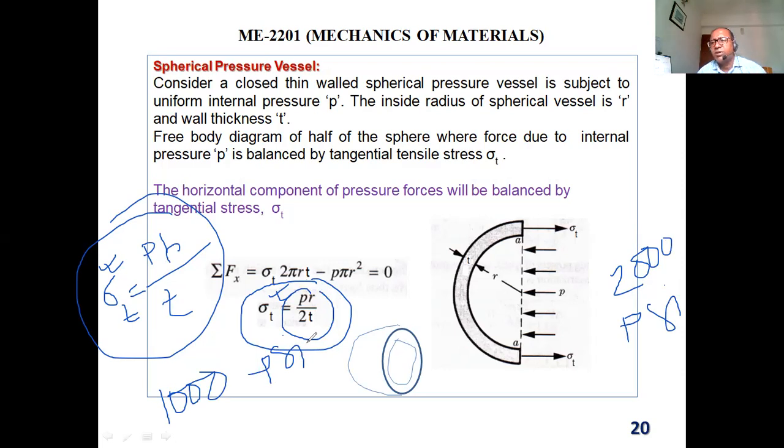But what is the problem? Transport and supporting, and also other problems. Manufacturing is also tough. If you would like to make it from a single sheet, you have to go through casting because the shape is spherical.